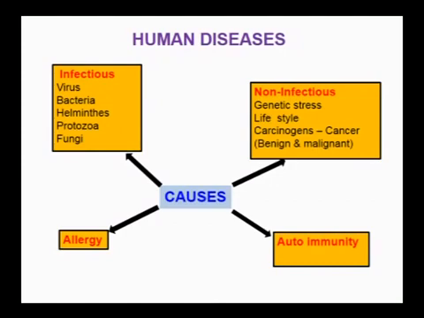The non-infectious diseases are mainly due to defects in the genes or chromosomes, that is genetics, stress due to lifestyle, and cancer causing agents called carcinogens. Allergic disorders are caused by allergic agents to which the body responds with an exaggerated response. Then autoimmunity is due to the immune system of the body fighting against our own body cells or the secretions of the body.